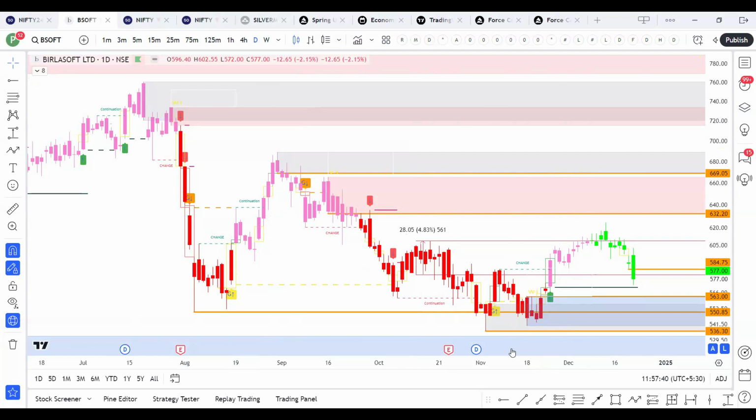Akshay sir, there are some questions in the chat box. Let me check them. Does your indicator also show liquidity sweeps? Liquidity sweeps, I don't use them. It does not show it.